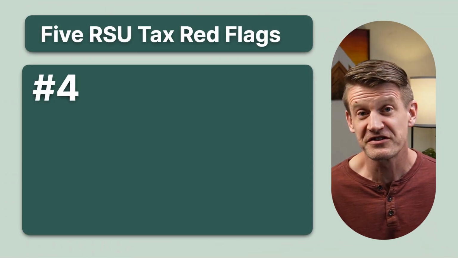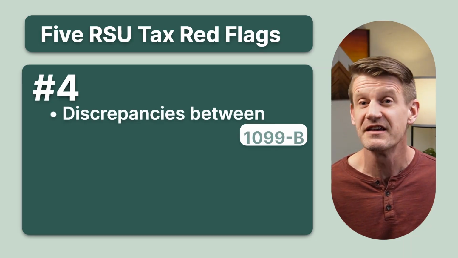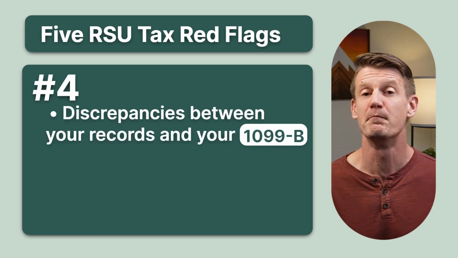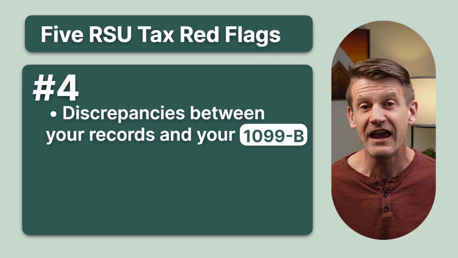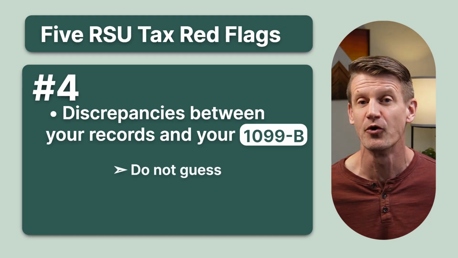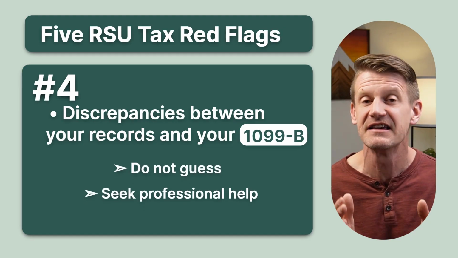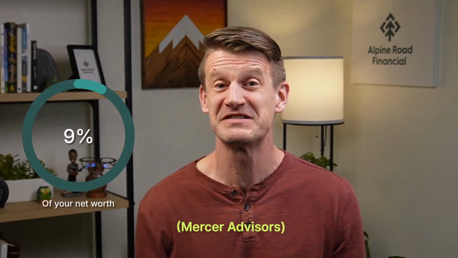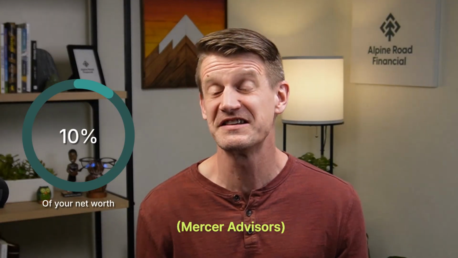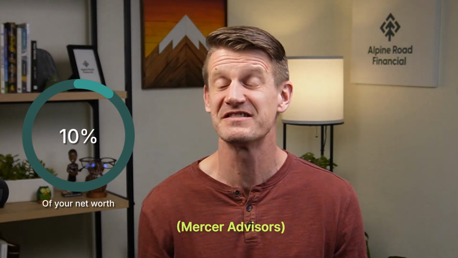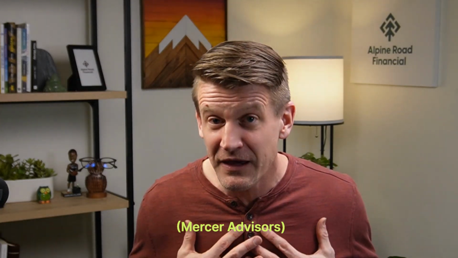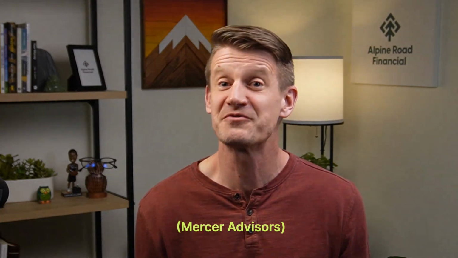Fourth is large discrepancies between your records and your 1099-B. If your broker is missing cost basis data for multiple tranches, or if you can't reconcile which shares were sold, do not guess. Get help. Fifth, if RSUs represent more than 10% of your net worth, or if you're sitting on highly concentrated stock positions, it's time to talk to a financial planner like me who understands equity comp strategy, not just tax prep.